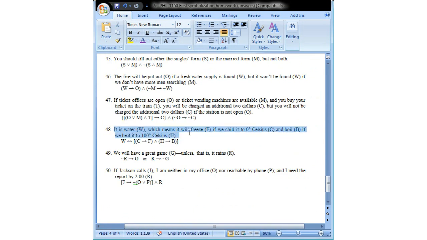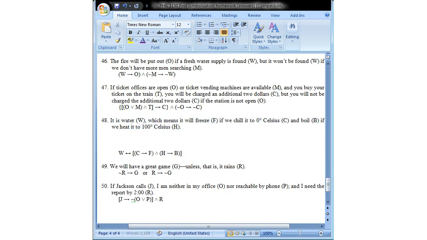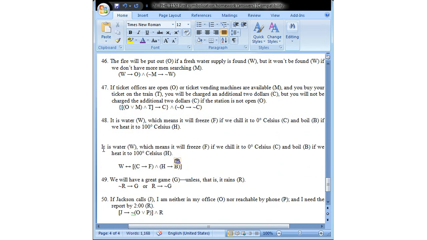It is water, which means it will freeze if we chill it to 0 degrees Celsius and boil if we heat it to 100 degrees Celsius. All right, so this is interesting. To say that something is water just is to say, or is equivalent to saying, like you might want to say, here's a definition in the dictionary. So imagine, for instance, let me just copy paste this. We could say this is the equivalent sign, right? It's what we have normally when we have, for instance, a definition in a dictionary.